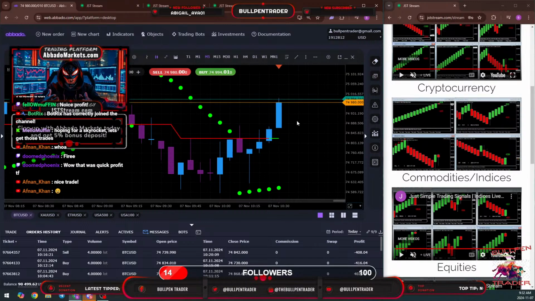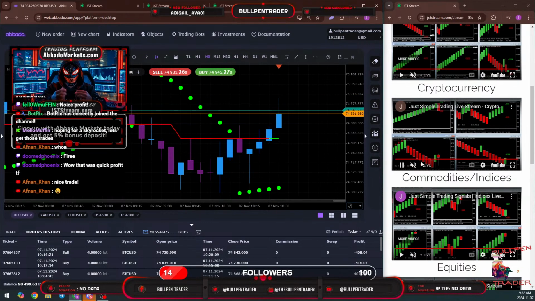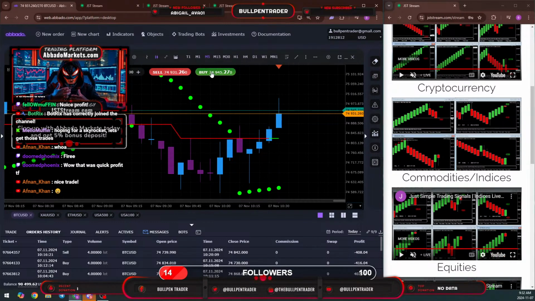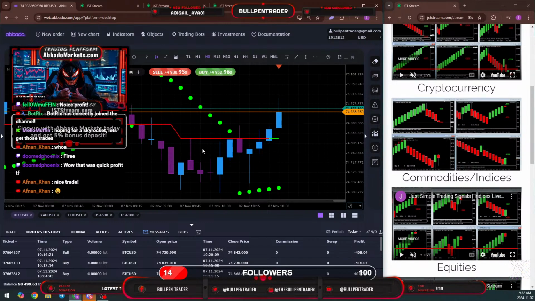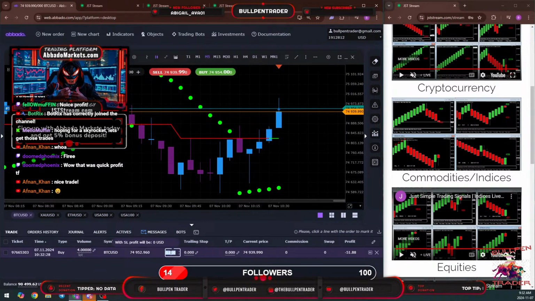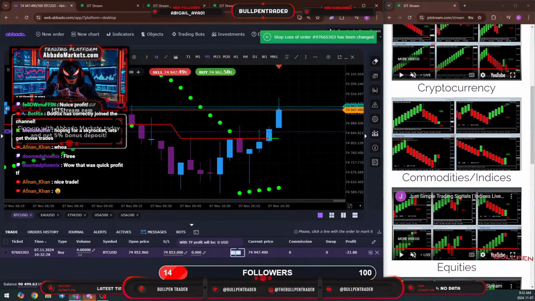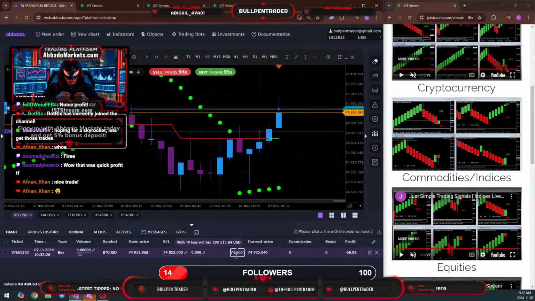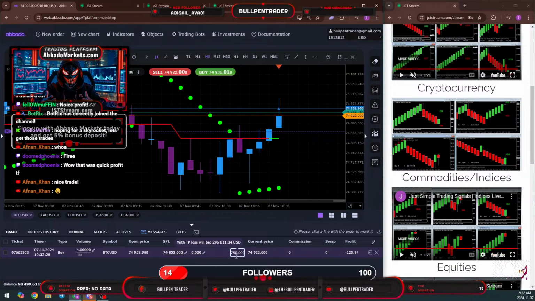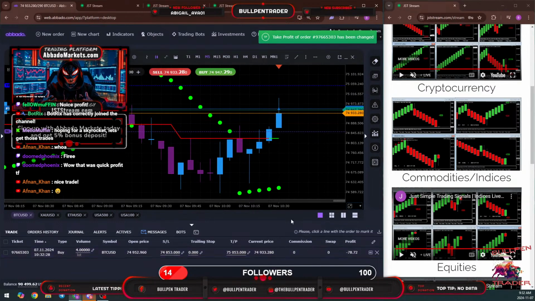Amazing, man. That's awesome. I'm going to be still waiting for that pullback to happen. It looks like we might be getting that now. All right, let's enter into a buy trade here. I'm going to set my stop loss at 74853 and take profit at 75053. All right, so my stop loss and take profit are set.